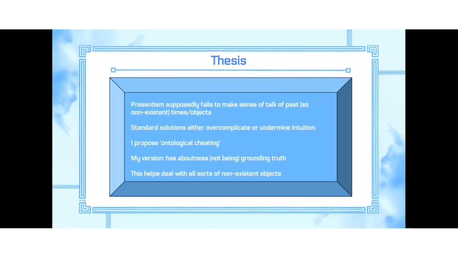So the way I'm going to run through this is presentism. I'm going to show that presentism supposedly fails to make sense of this talk. I'm going to show that the standard solutions don't really give us what we want out of presentism, which is something that's simple and intuitive. And then I'm going to propose my ontological cheating. My specific version is going to be having the truth of a statement being grounded by the aboutness. So what a statement is about, we'll see what that means exactly later. And this is going to help us deal with all sorts of non-existent objects. So here's a tie-in with fictional objects.